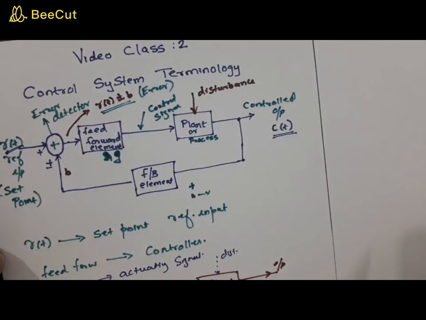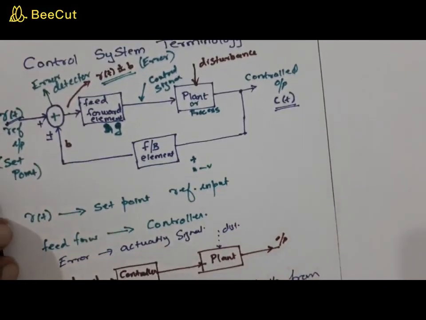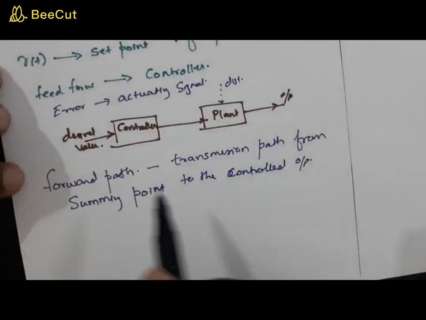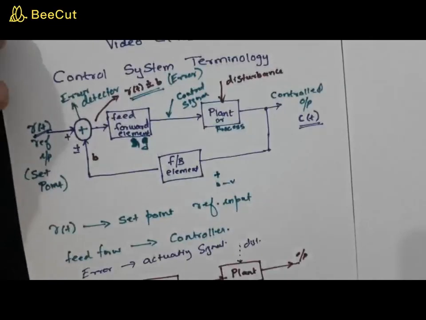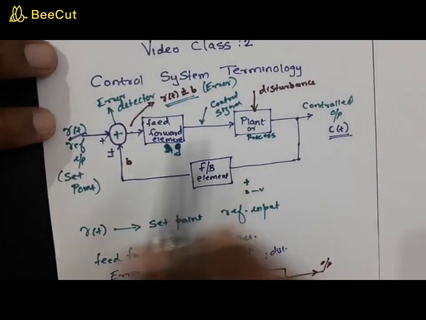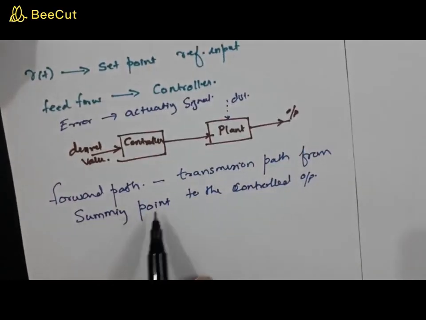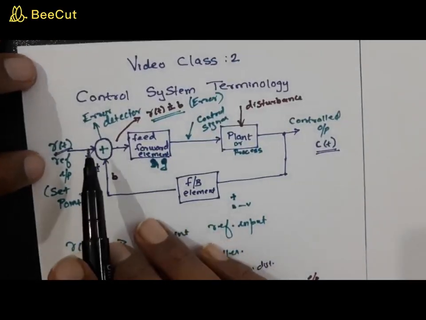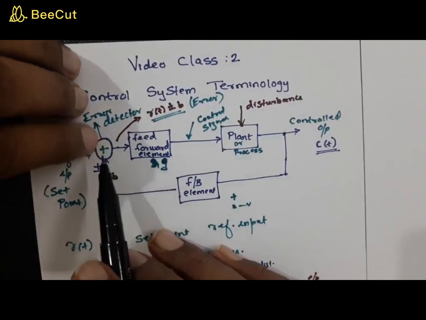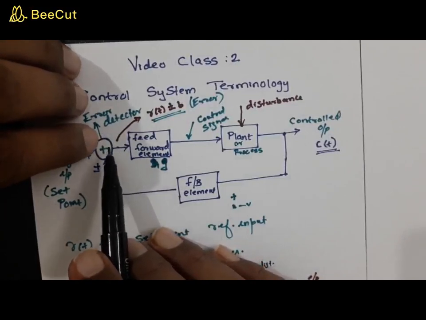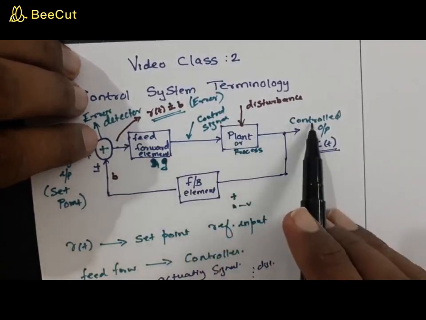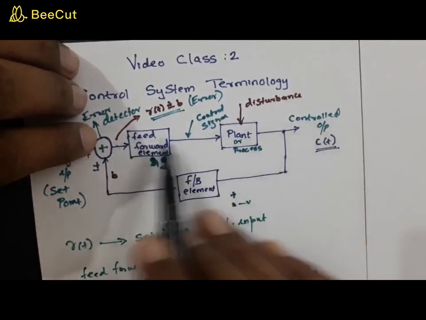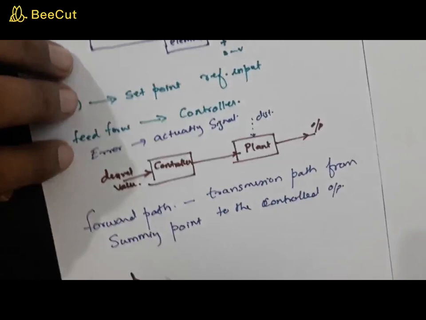Now, what do you mean by forward path? It is the transmission path. Transmission of what? Transmission of the signal from this point to this. So it is a transmission path from the summing point to the controlled output. If one moves from the summing point, the signal moves to the feed forward, then to the plant, then to the controlled output. So this path we call the forward path.